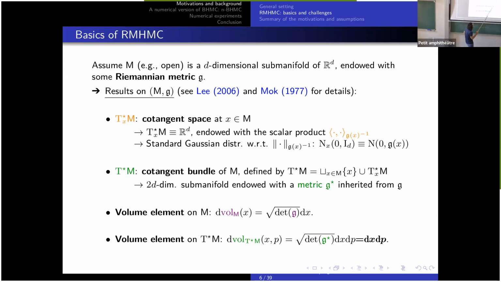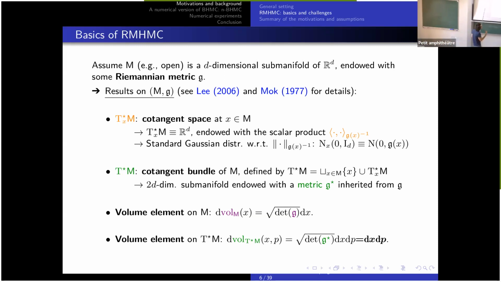With this particular norm associated with the inverse of this matrix, the canonical Gaussian random variables at my given point x can be identified this time not as a standard Gaussian distribution, but with a Gaussian distribution with zero mean, of course, but with the covariance matrix which is exactly G of x.